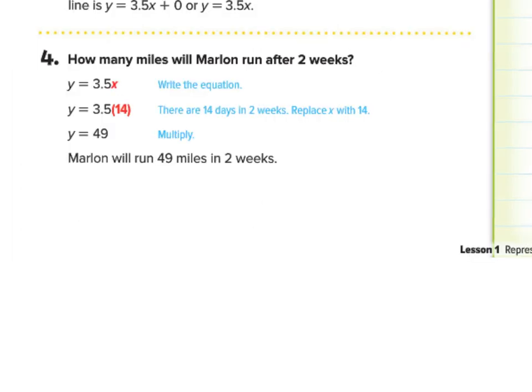Now that we know that our b in the equation y equals mx plus b is 0, we don't actually have to include it. And we know that our slope is 3.5. So I'm still using that equation here to solve for anything. Now that I have that formula, that equation, I can solve for any number of miles. So here we have y equals 3.5 times x. Let's say it's 14 miles. I multiplied, and I get my y. Remember, my y is the distance. Okay? So Marlon will run 49 miles in 2 weeks. 2 weeks is 14 days, right? 14 days. Each day is 3.5.